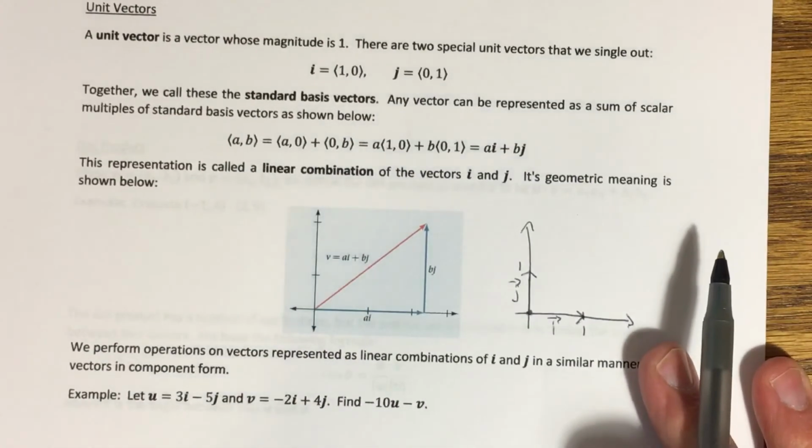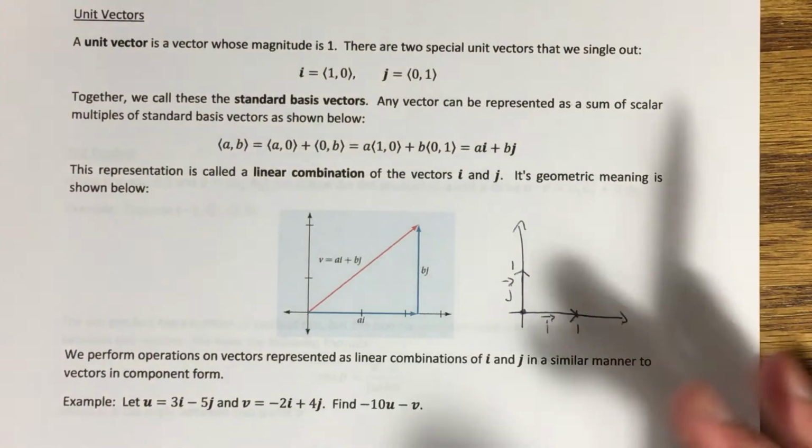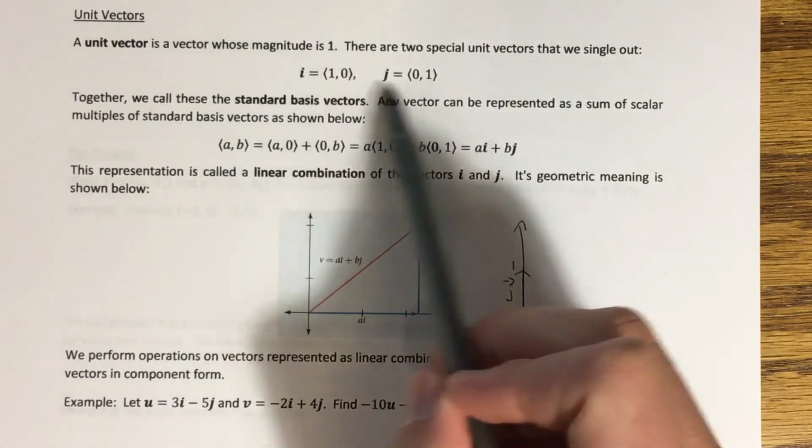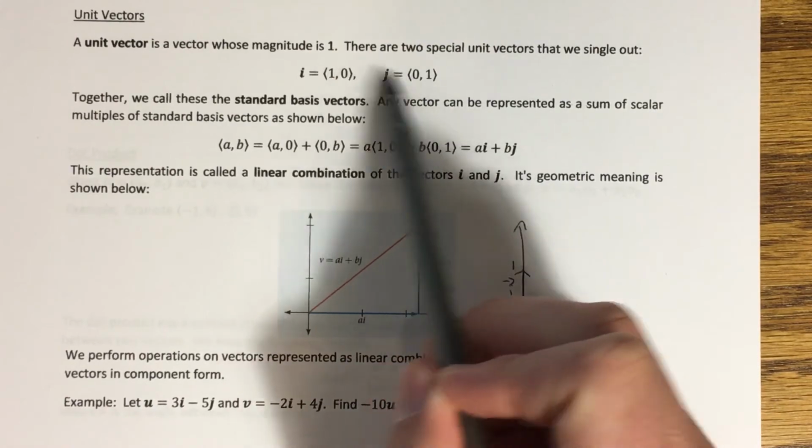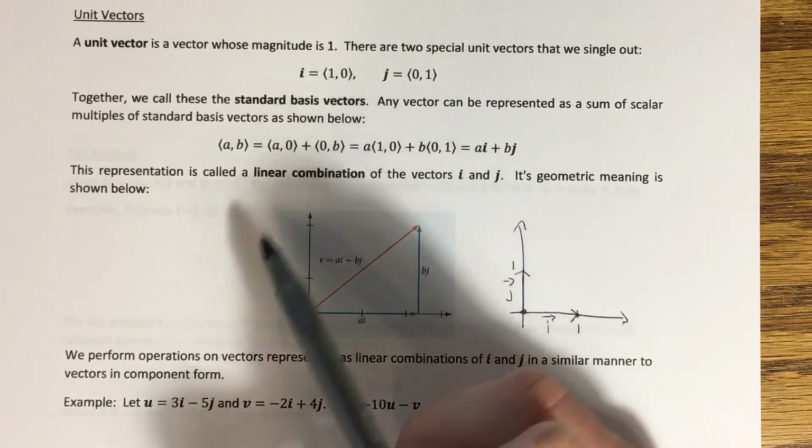Now, one thing that we use these unit vectors for, which, by the way, together, if we make a set out of these, and we talk about the set of these two vectors, we call them the standard basis vectors.